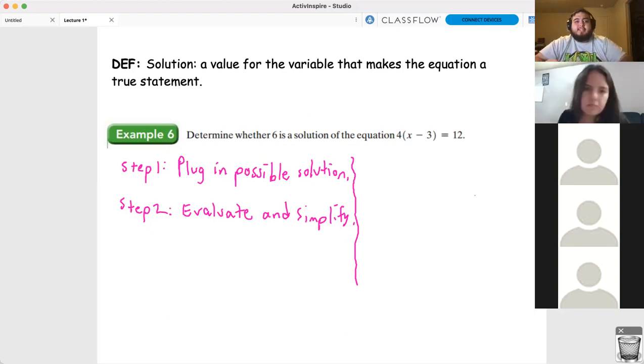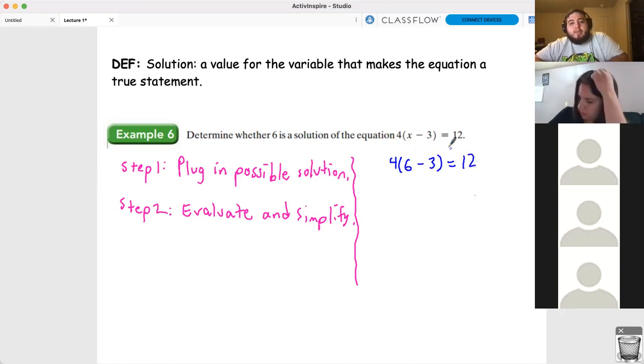So we're checking if 6 is a solution of this equation. The equation's right here, so I'm not going to rewrite it again. Instead of x, I'm going to plug in 6. It'll be 4 parentheses 6 minus 3 parentheses equals 12 with a question mark on top of my equal sign. I put a question mark on top of the equal sign because we do not know if 6 is a solution. We do not know if the left side equals the right side. We're doing this to check. So we're going to simplify the left-hand side where we plugged in the x to see if it equals the right side.